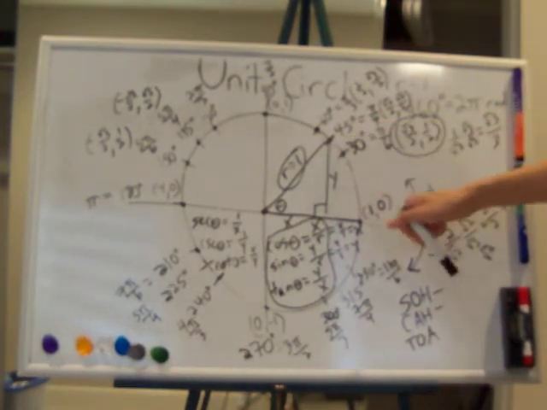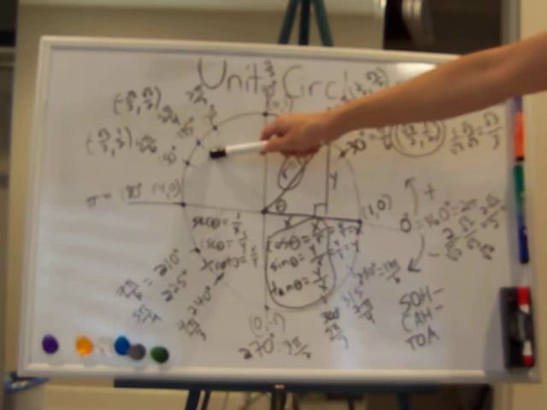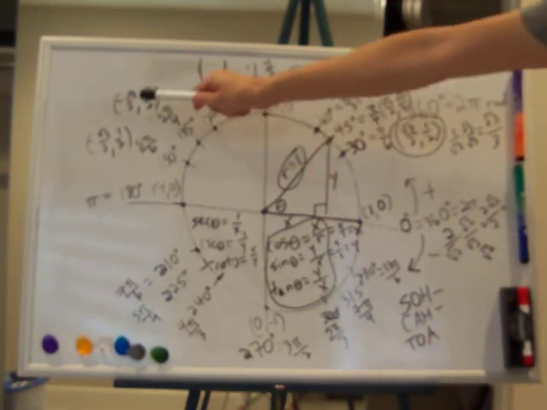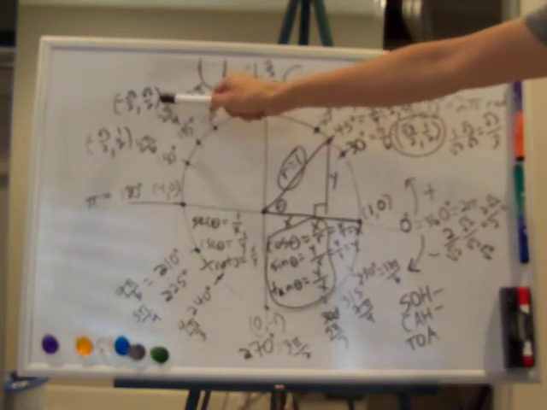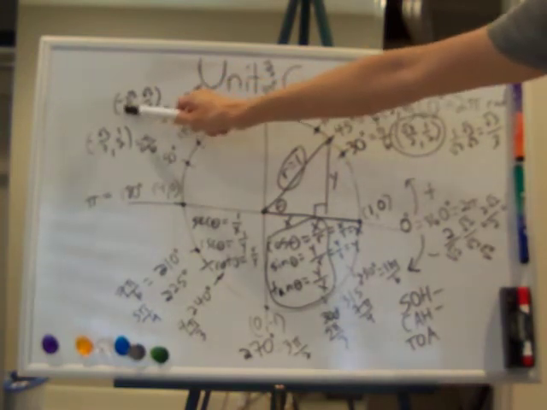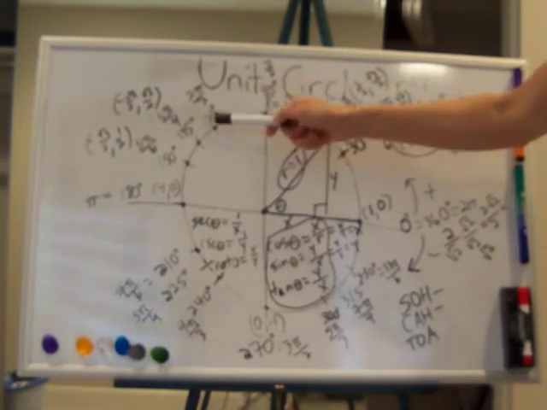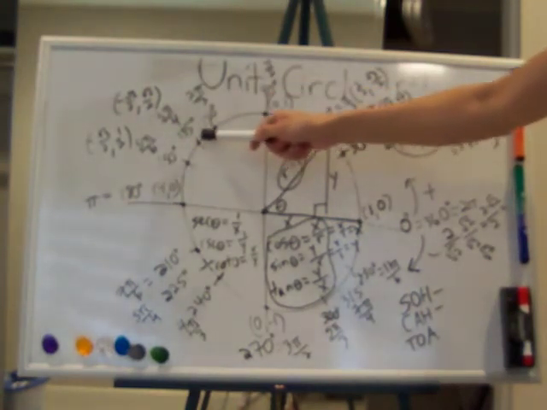Okay? So what about cotangent of 3 pi over 4? Right? x divided by y. Those two values are the same, except this is negative and that's positive. So x divided by y is going to be negative 1. So cotangent of 3 pi over 4 is negative 1.